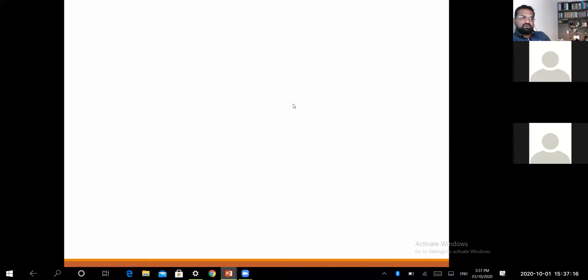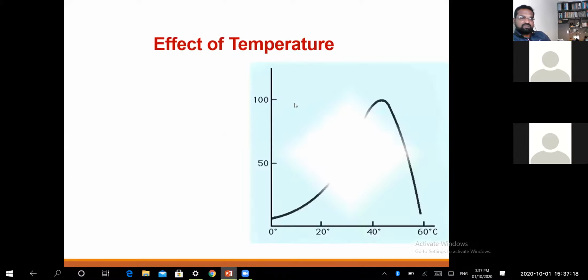Now, this you have seen before also, that at certain temperatures the enzyme activity is low. When you increase the temperature up to a certain value, the activity continues increasing. When the peak is reached, if you increase the temperature further, the activity is going to fall down. This is related to the optimum temperature required for the growth of the organism. You can apply this to humans also.